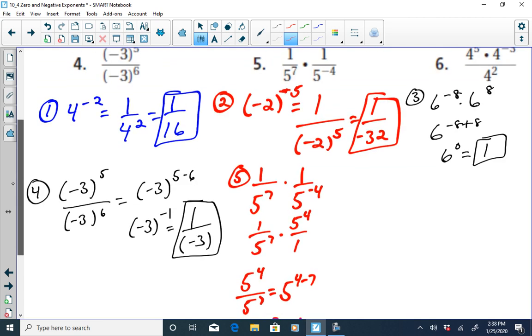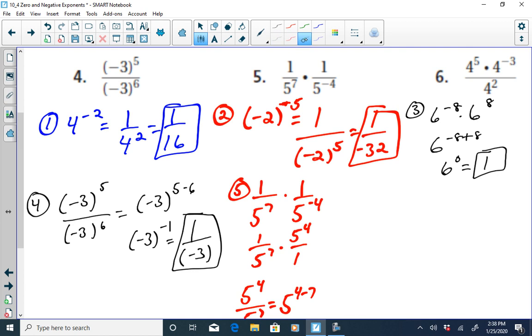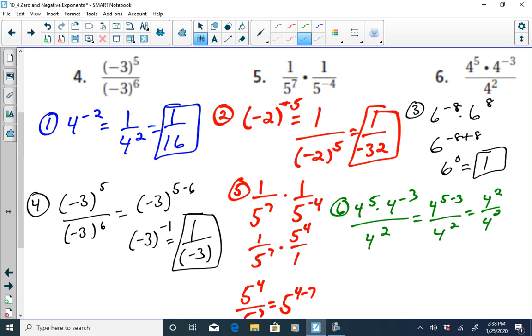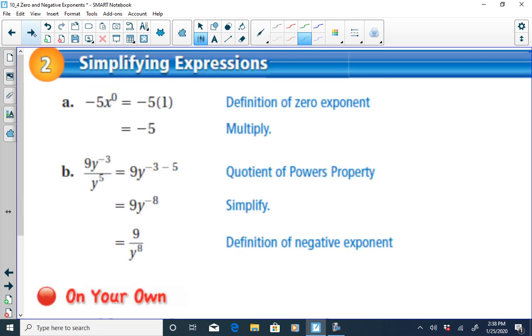All right? And then this last one, let's copy that. Problem 6. We have 4 to the 5th times 4 to the negative 3 over 4 squared. All right, when we multiply powers with the same base, we add the exponents. So in the numerator, that's 4 to the 5 minus 3, right, over 4 squared, which is now 4 squared over 4 squared. Right, we know that that's 4 to the 0 power, and anything to the 0 power is going to be 1.